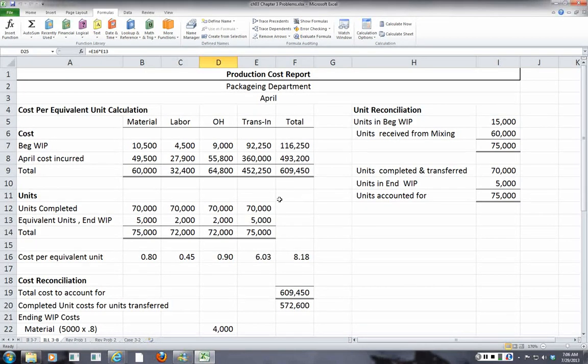$609,450. Now, we completed 70,000 units and had 5,000 units in ending WIP inventory. They were 100% complete as far as material goes and as far as the transferred in costs go. But the labor and the overhead were only 40% complete, so you see they've got 2,000 ending inventory as compared with the 5,000. So now we have a total of these units of 75,000 for material, 72,000 for labor and overhead, and 75,000 for the transferred in.